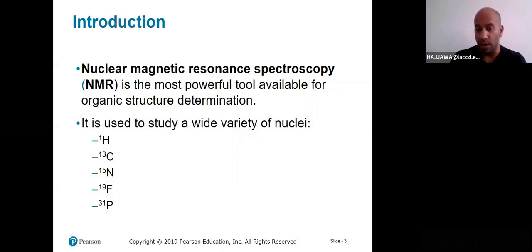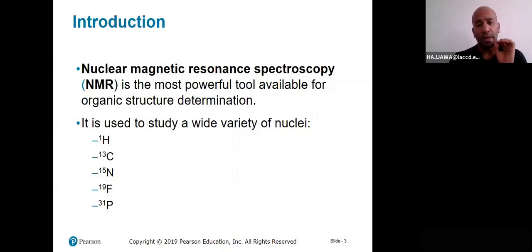of connectivity. This tool relies on atoms that have, basically, what you see here: hydrogen, the proton, has 1, carbon has 13, nitrogen has 15, fluorine has 19, and phosphorus has 31. They all share one thing in common, that is an odd number of nucleons. When the atom has an odd number, it gives it the ability to do nuclear spin. This nuclear spin is the reason behind this entire spectroscopy tool.